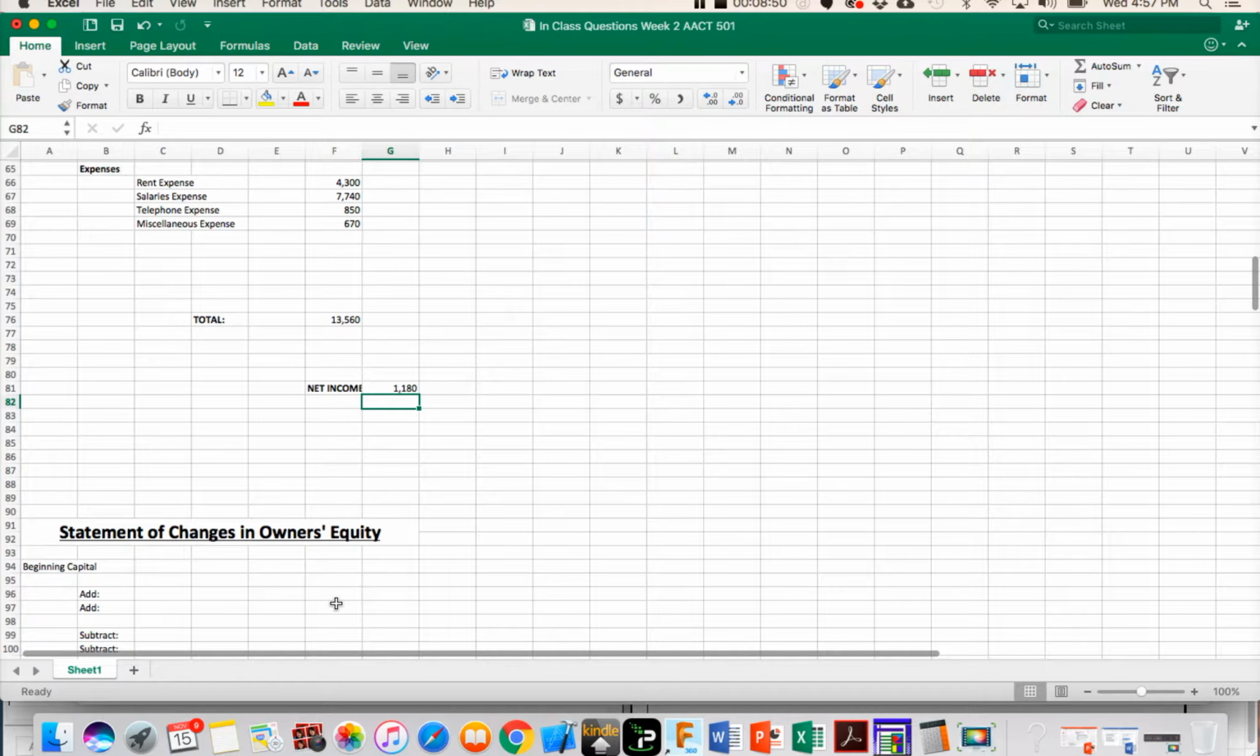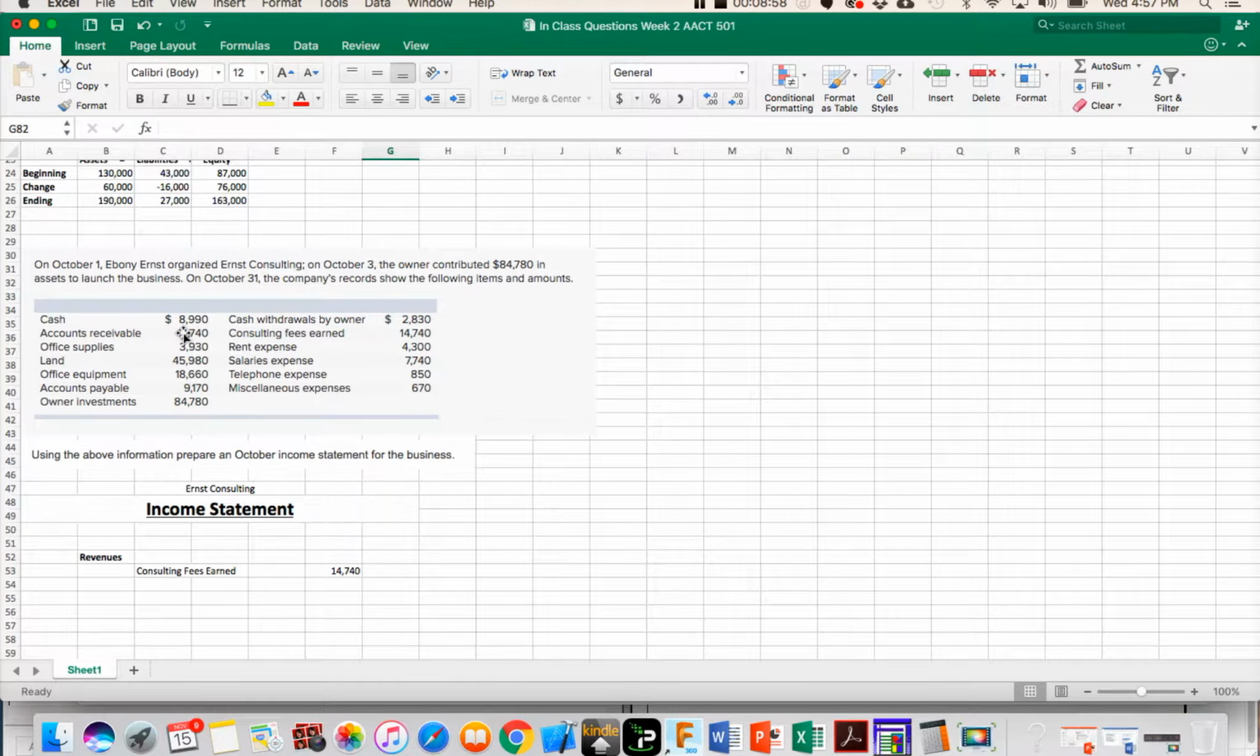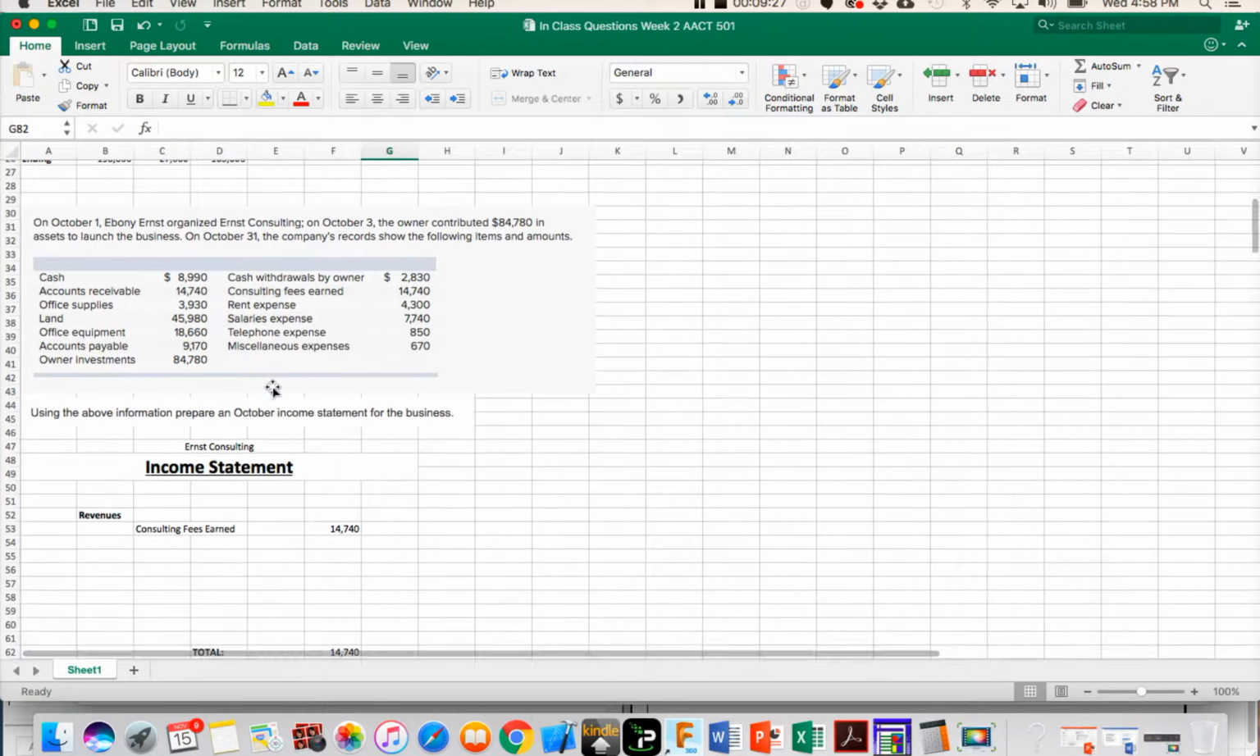Okay, over here in the next one down, statement of changes in owner's equity. We're going to come up here and see if we're given any beginning balance. On October 1st, there was nothing in there, which was the beginning date of the company. Then on October 3rd, there was this contribution. And then what else is relevant to the owner's capital account? We've got that contribution listed here. Got some cash withdrawals. And it looks like the only other thing would be our net income. So we'll pull those two items out.